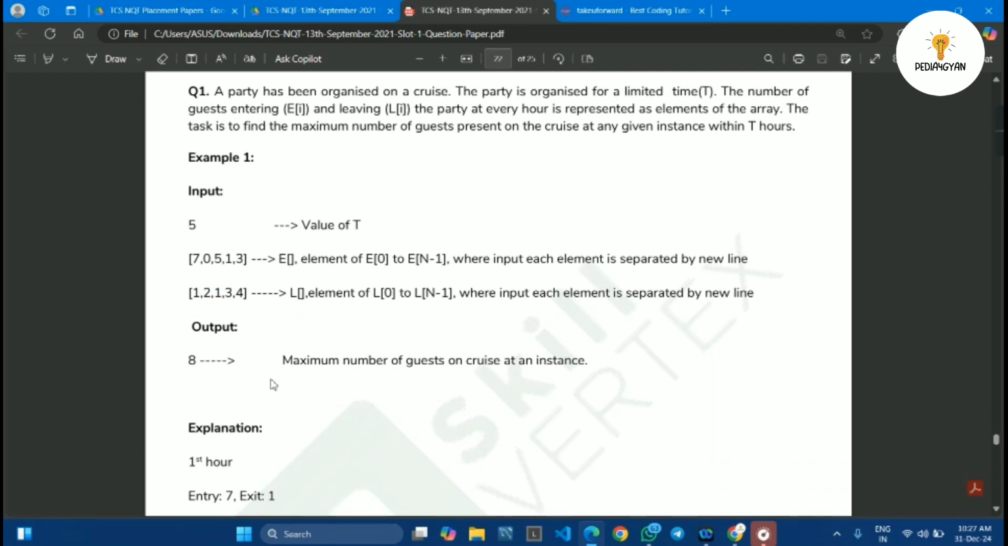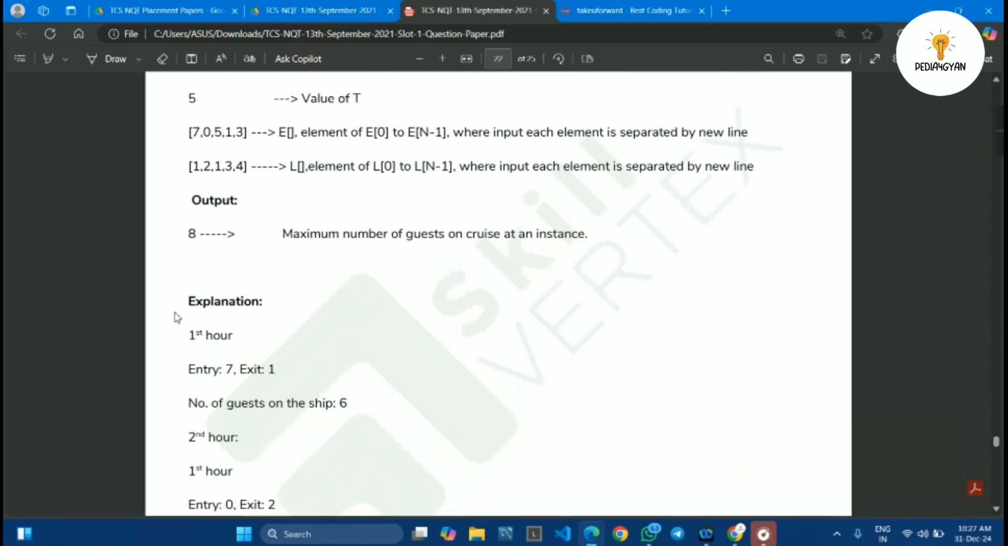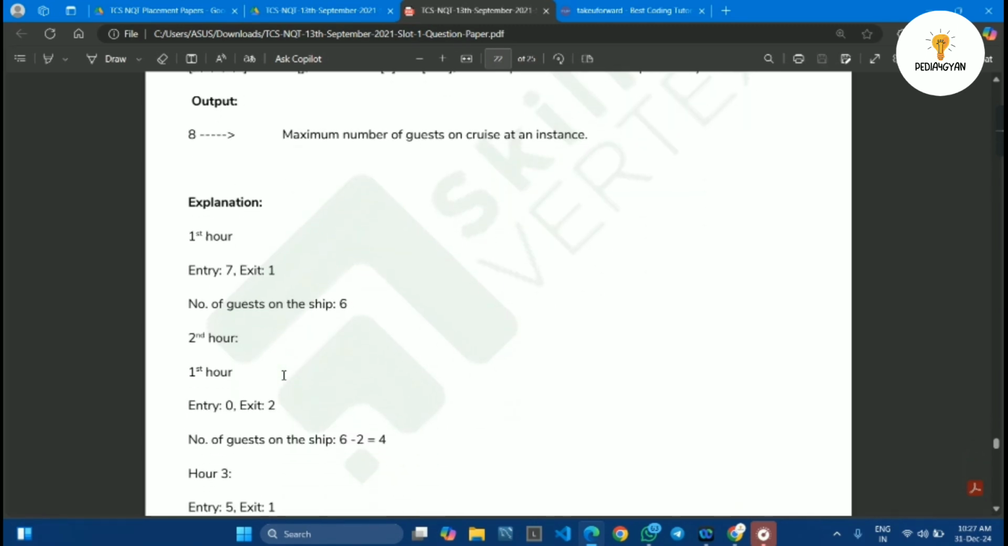Okay, so the output is 8, but how? So let's understand. For the first hour, how many guests entered? 7. And how many exit? 1. Means 7 minus 1, 6 guests are on the cruise.